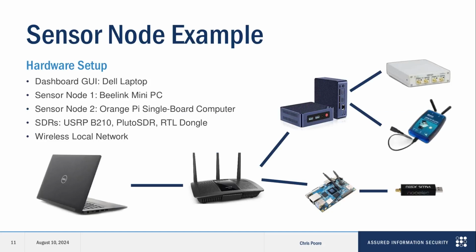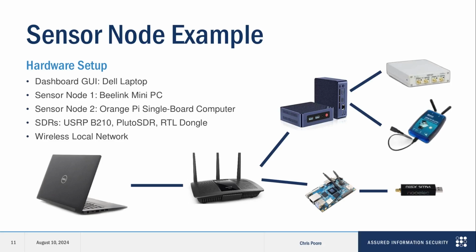Here's kind of an example of how you would set something up. So you have a laptop computer that runs the dashboard GUI. It's on a local Wi-Fi network. You can have two sensor nodes connected to that Wi-Fi network, not plugged in, connected wirelessly.